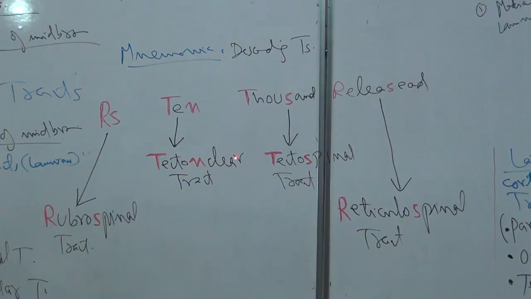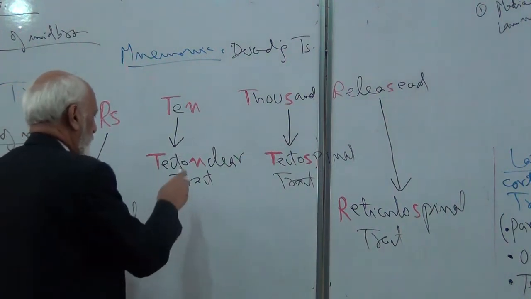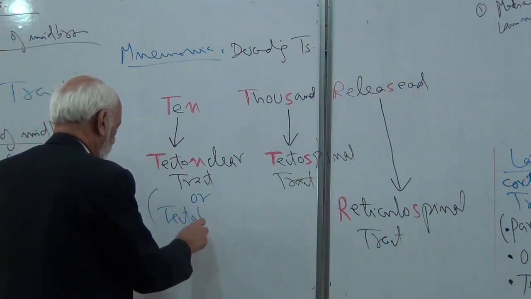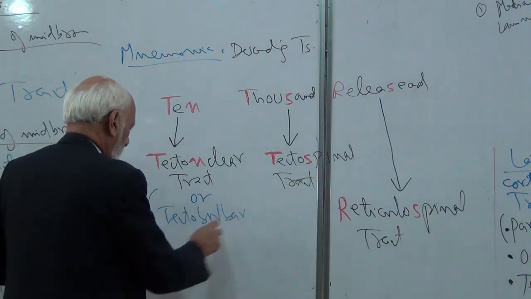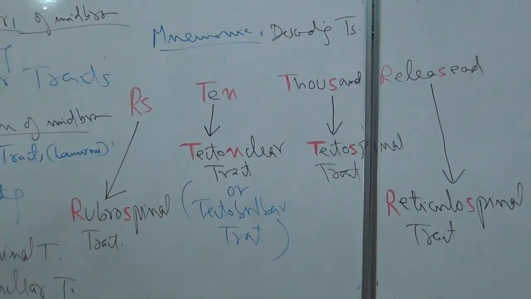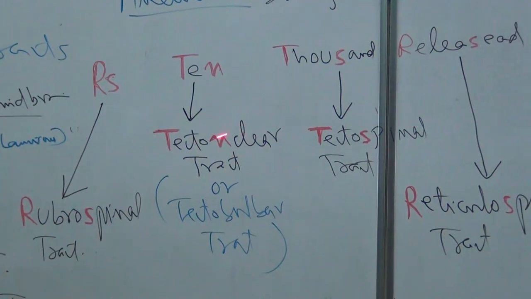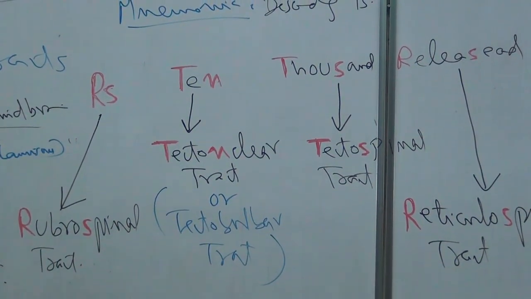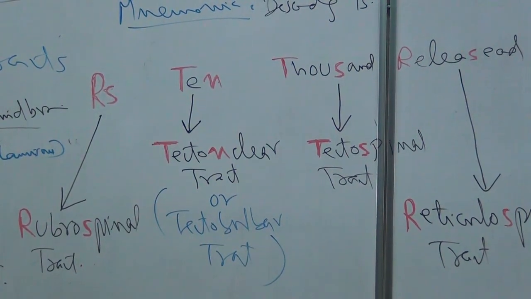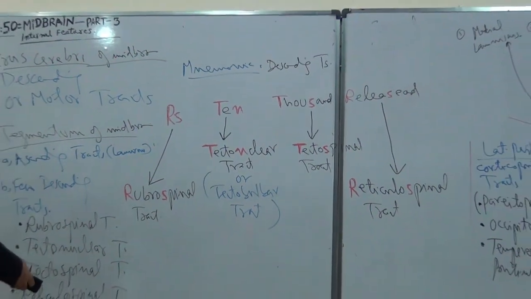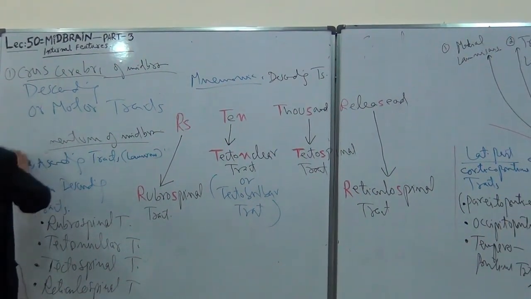The tectonuclear tract, also known as the tectobulbar tract, from tectum to nuclei of the medulla or bulb, so tectobulbar tract. So these were the ascending and a few descending tracts traversing the tegmentum of the midbrain.